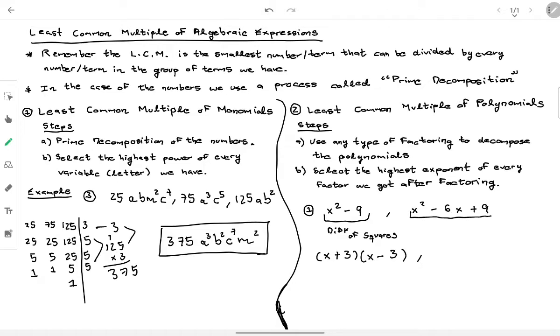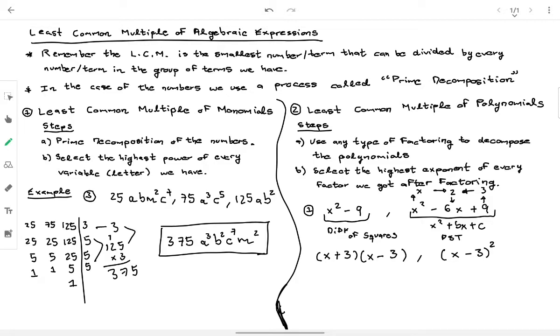This one is an x squared plus bx plus c trinomial, or we can also check if it's a perfect square trinomial. So let's check out. In this case, the square root of this one is x. The square root of this one is 3. If I multiply those times 2, I will get the 6. So yes, it's a perfect square trinomial. So it's going to be x minus 3, all of it squared. So we have factorized every polynomial we have.